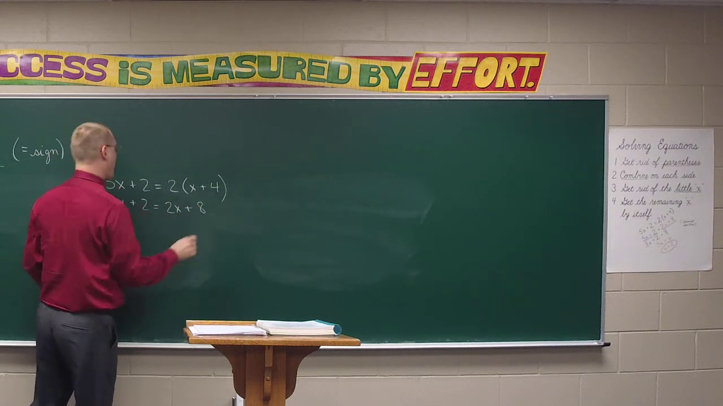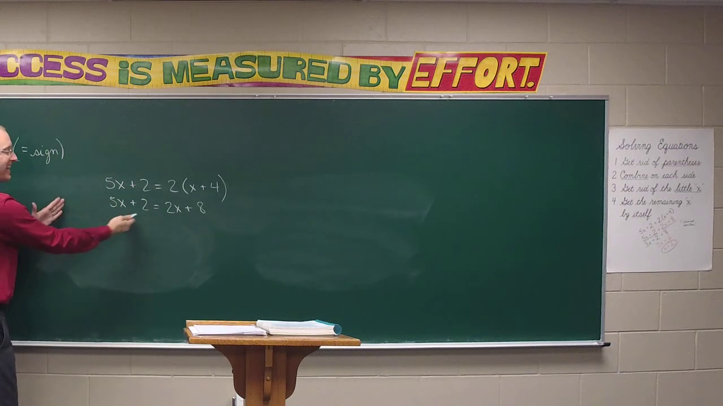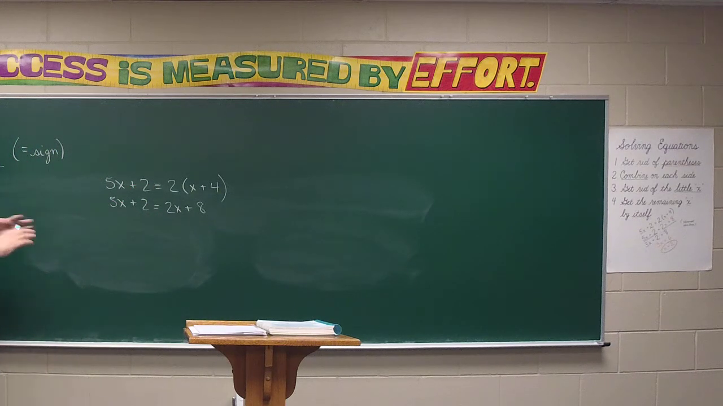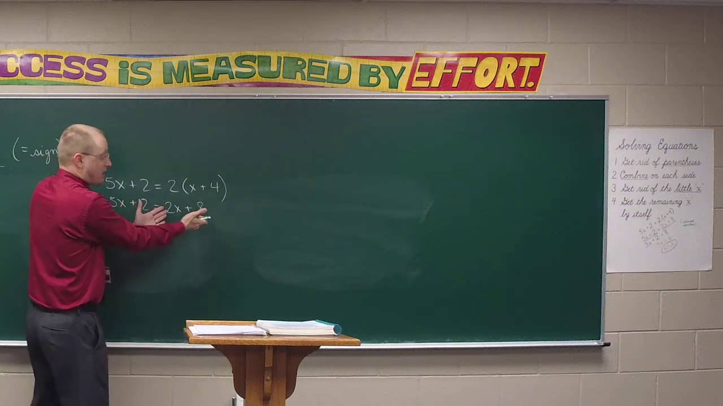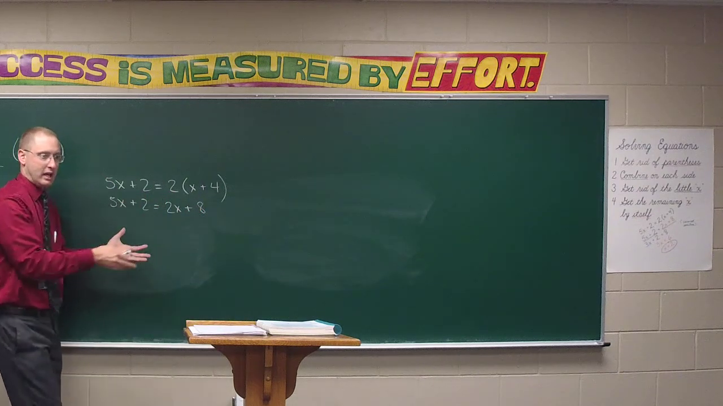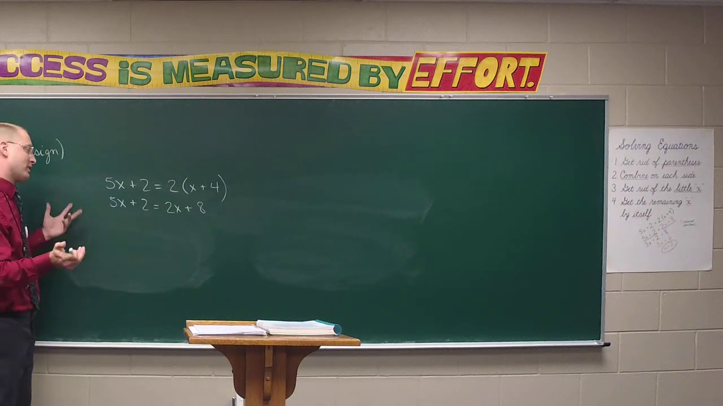2x. Here we go. Now, I would look on this left-hand side and say, what can I combine together? And the answer is nothing. And then I look on the other side and say, okay, what can I combine over here? And the answer is nothing. Okay, if there was something I'd combine, I would do it. If I can't, whatever. We move on.